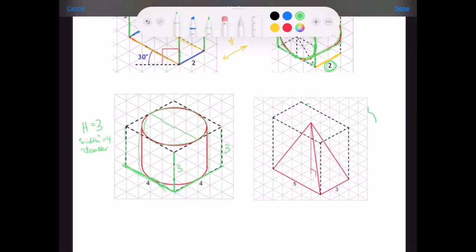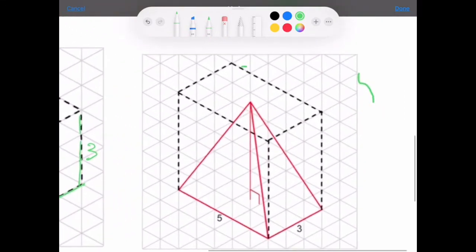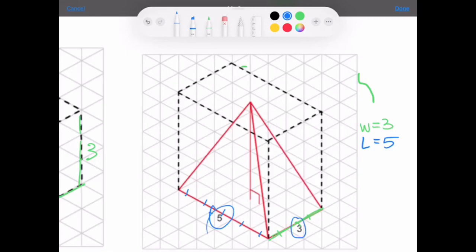Okay? Okay, last but not least, let's take a look at this pyramid. Okay, so this pyramid has, let's start with the width right here. Width, 1, 2, 3. Width equals 3. Alright, now let's look at the length. 1, 2, 3, 4, 5. 5. Okay, now the height.